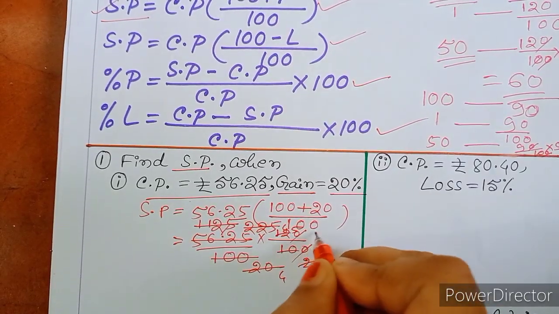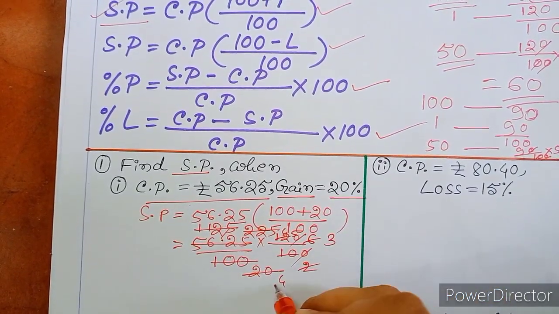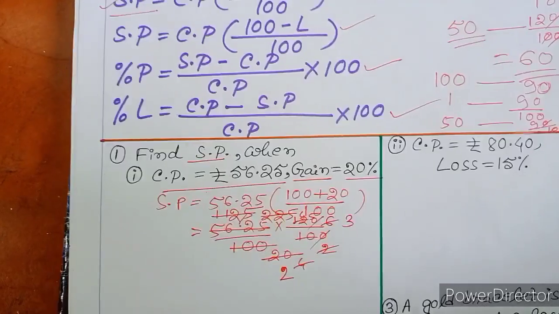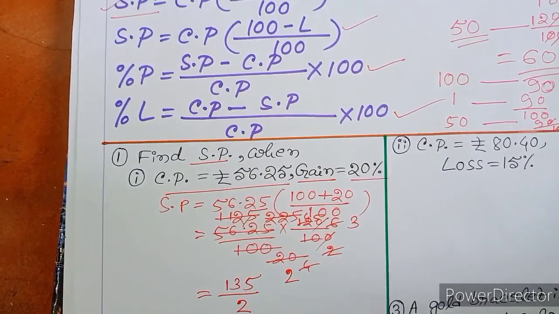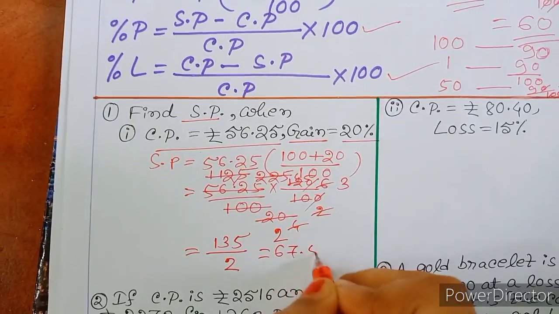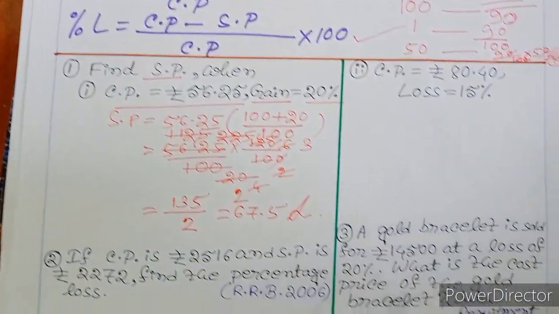Simplifying, we get 135 by 2, which means 67.5 is the answer.